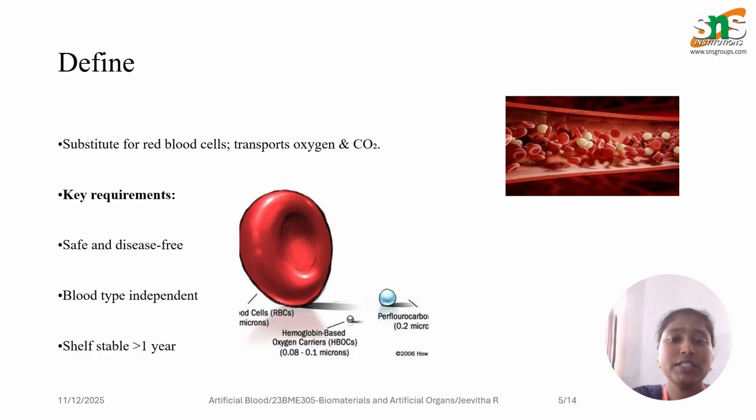In this stage, we define what exactly artificial blood should be. It acts as a substitute for the red blood cell, which means its main job is to carry oxygen to the body and remove carbon dioxide. An ideal artificial blood should be safe, free from any infection, and work well with all blood types. It should also be stable for more than a year when stored. If scientists can achieve this goal, artificial blood will be a life-saving solution in hospitals.